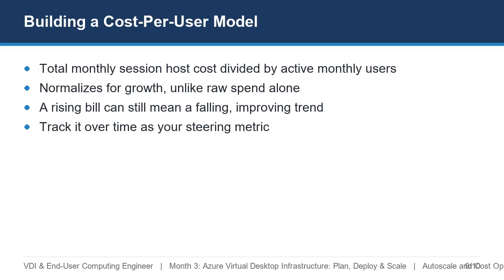Build a simple cost per user model: total monthly session host compute cost, after any discounts, divided by active monthly users. Track that ratio over time rather than watching raw spend alone, because raw spend conflates growth with efficiency. A pool that costs more in absolute terms because it now serves more users can still show an improving cost per user trend, and that's the real signal your optimization work is paying off.